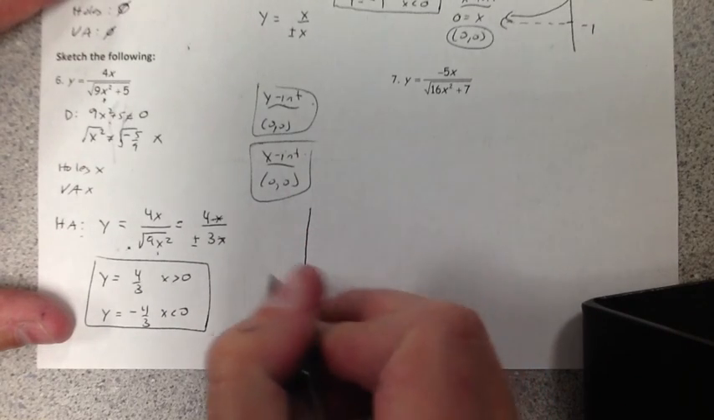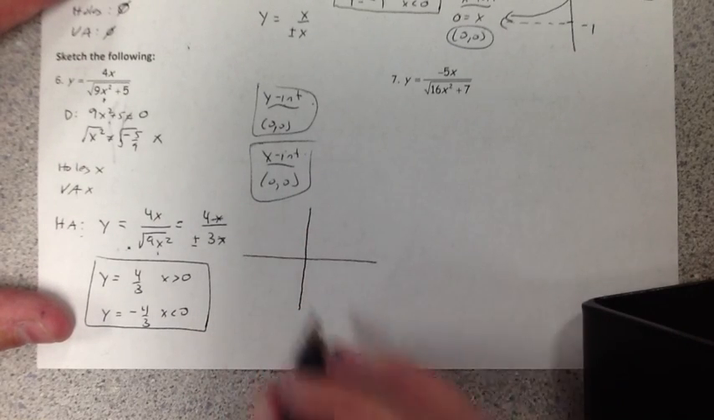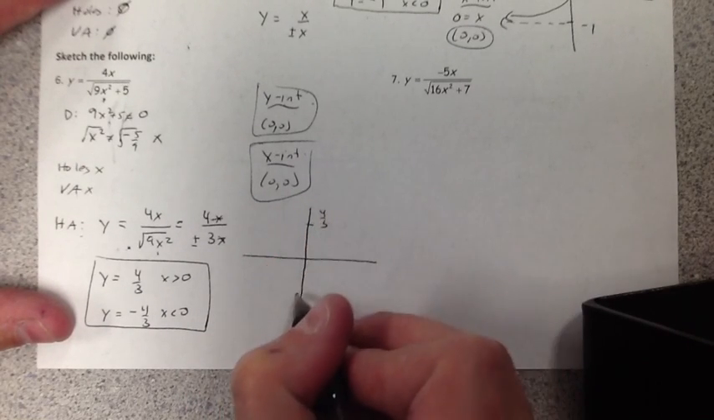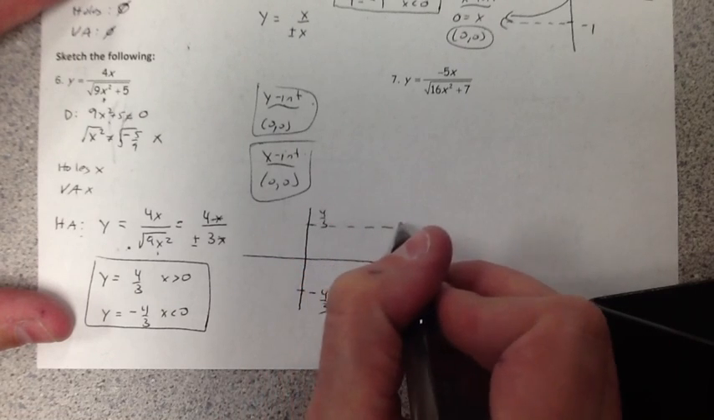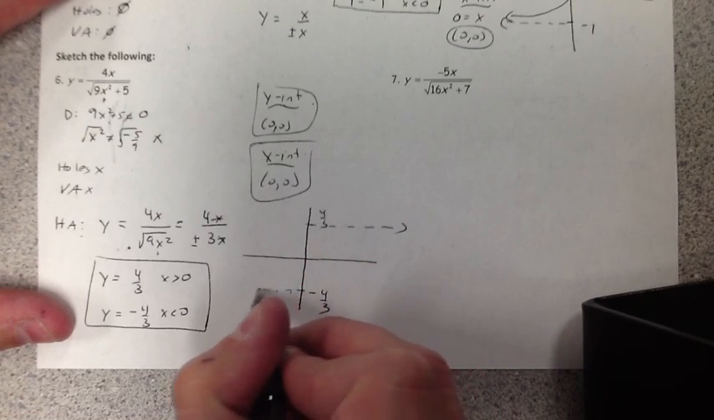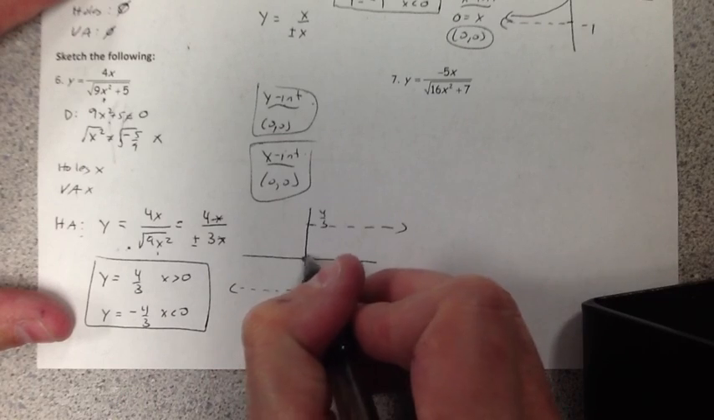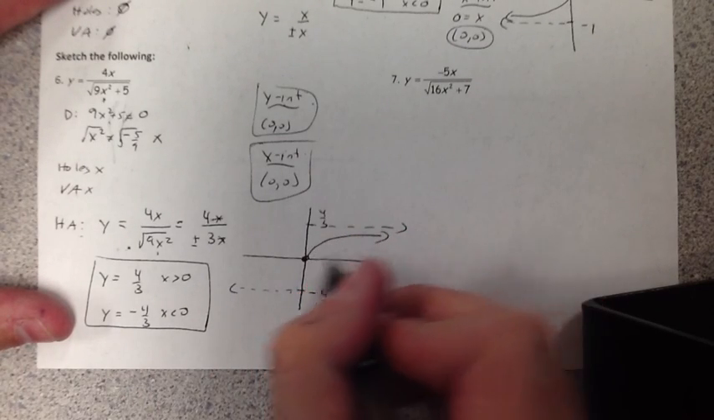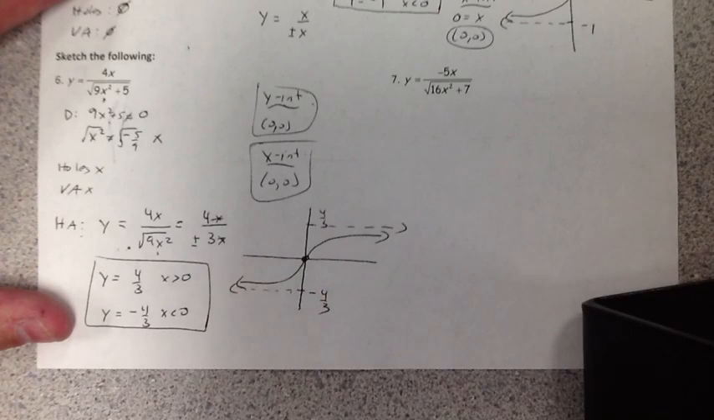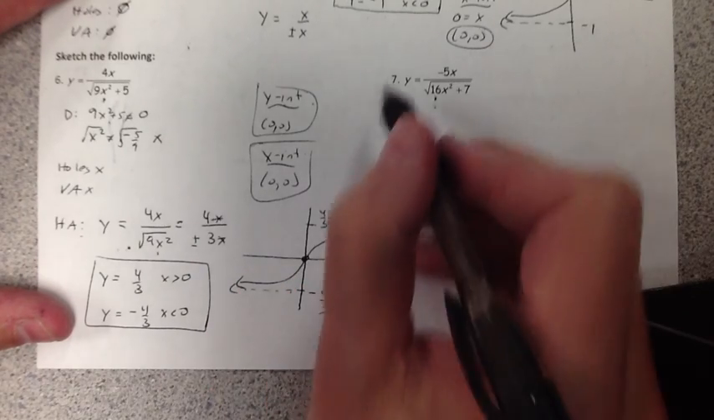And now we can graph this one. We're going to be up here at 4/3 and at negative 4/3. When is it 4/3? When x is greater than 0. When is it negative 4/3? When x is less than 0. And at 0, there's my point. What's it going to look like? It heads towards the asymptotes, like so. Very easy to do. All right, let's take a look at one more.